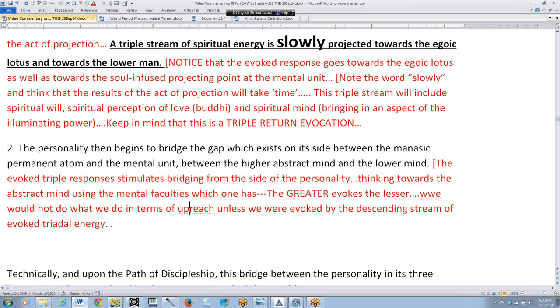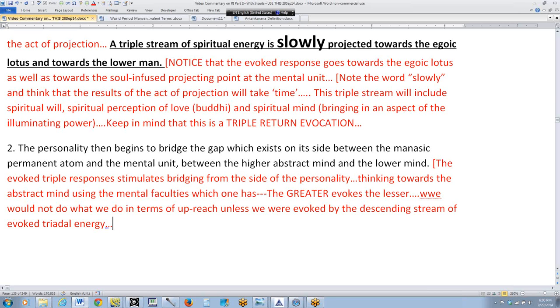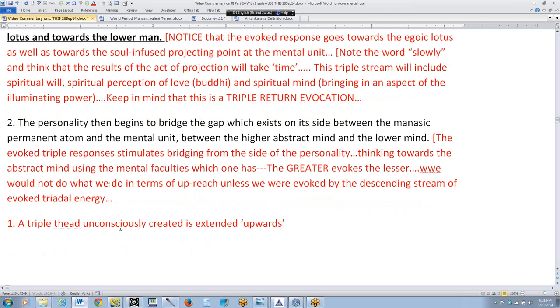Well, we just have to remember we're dealing with a new language. So what's happened here? Okay. A triple thread unconsciously created is projected, is extended upwards. This extension is accomplished through projection.